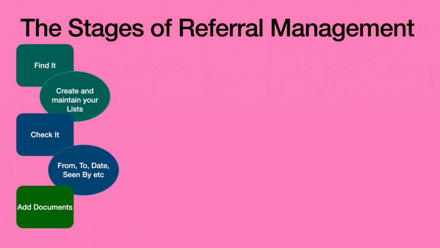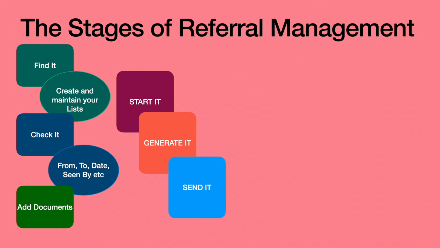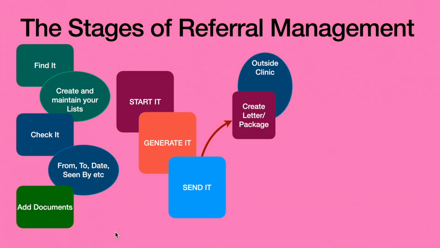Now you can start managing the referral or sending it. To send the referral, there are 3 stages. First, you have to start it. Second, you have to generate it. And third, you have to send it. Each one of these has some steps. When you send it out, it goes to 2 kinds of people. The first is outside clinics. The way it goes to outside clinics is by creating a letter or a package of a covering letter, information, and documents that either get sent from the back end through the system, or if the clinic is not in the back end, printed and faxed the old-fashioned way.